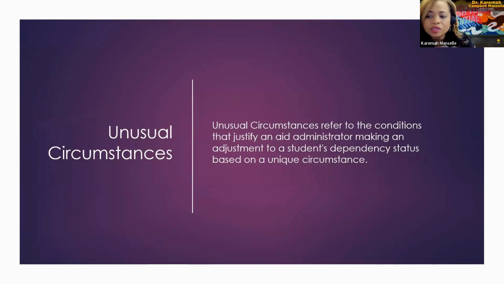There are also times when the student's dependency information on the FAFSA may not reflect the student's unique circumstance, and we refer to these as unusual circumstances. And unusual circumstances can result in what we refer to as dependency overrides in financial aid. I see these most often when a student may reside with a family member who is not their adoptive or biological parent due to a unique family circumstance. That person never adopted them, but they're not in a legal guardianship per se. We see situations like that.